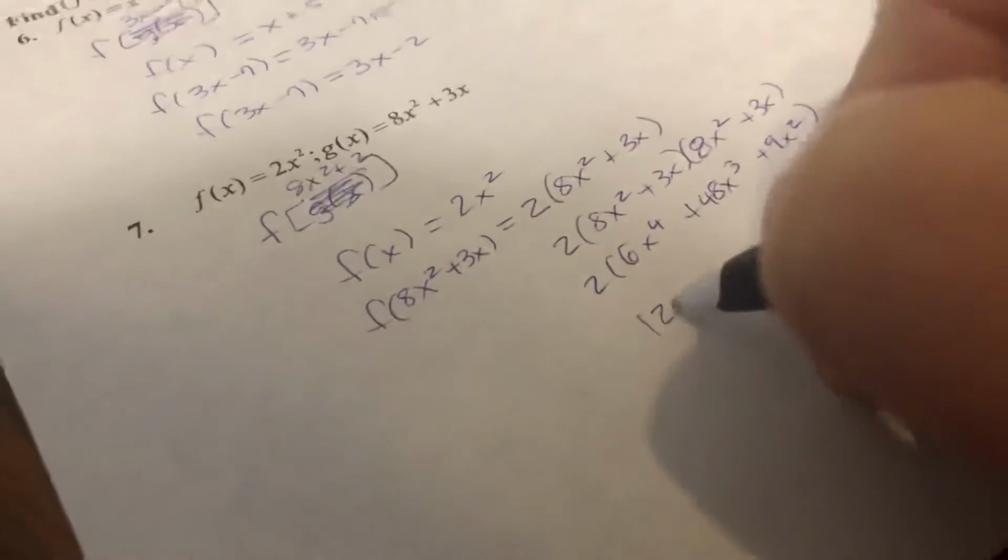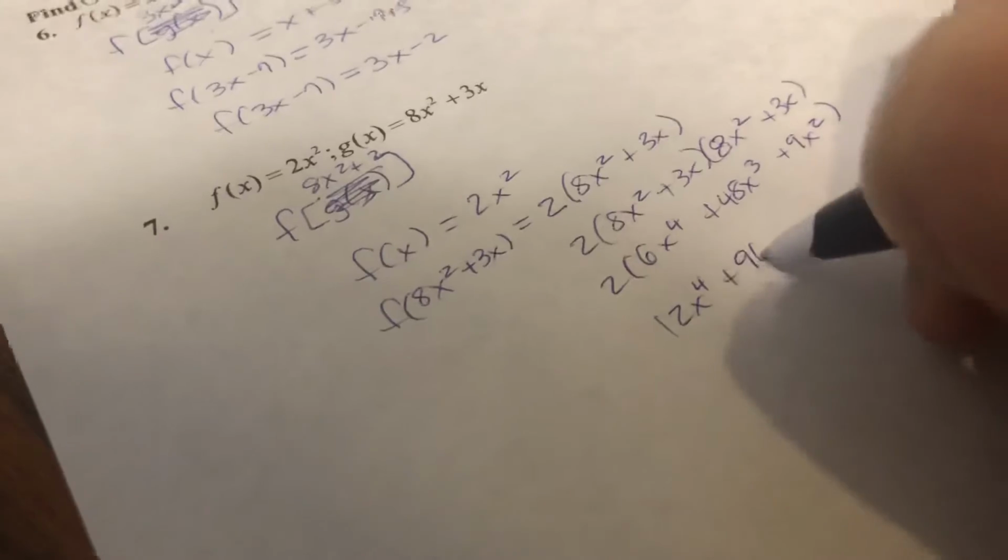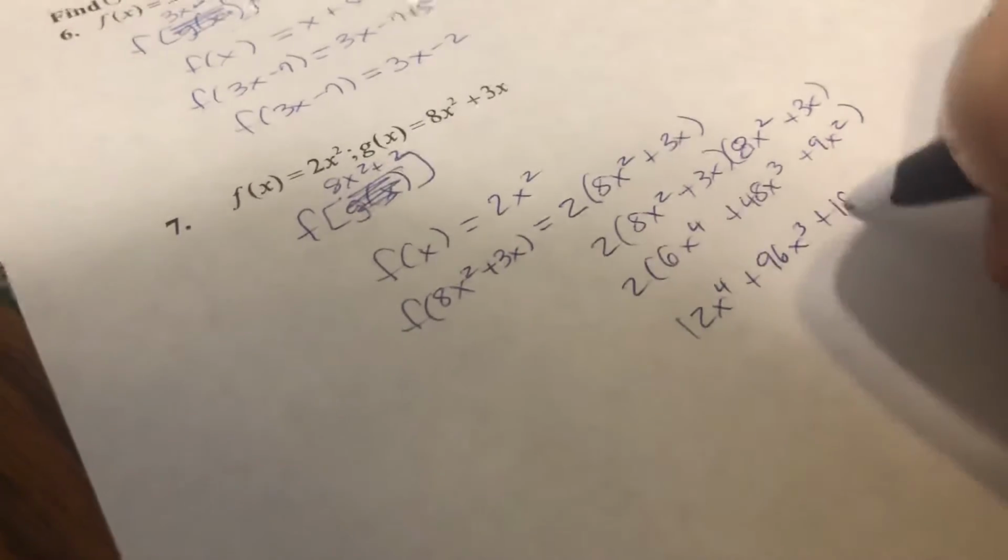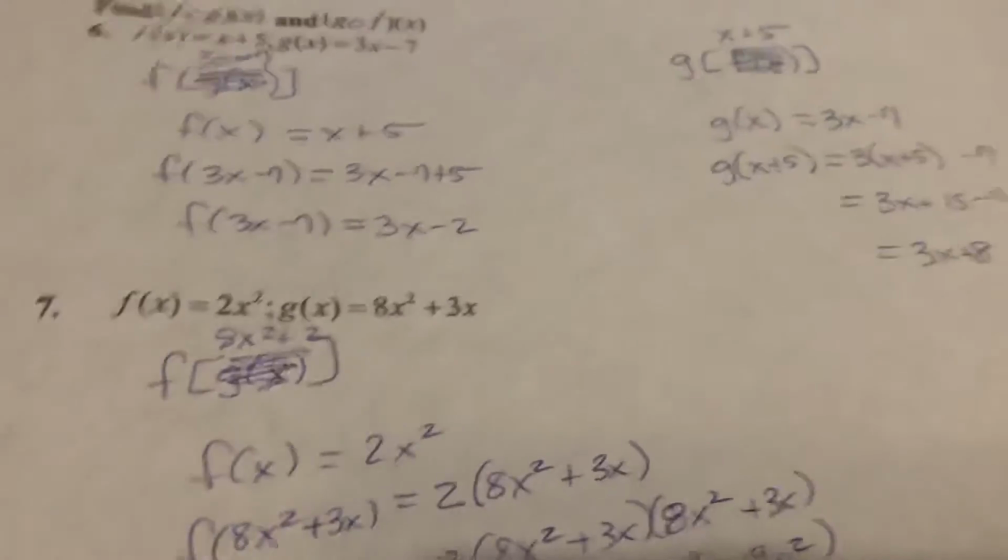And then distribute your 2, and you get 128x to the 4th plus 96x cubed plus 18x squared.